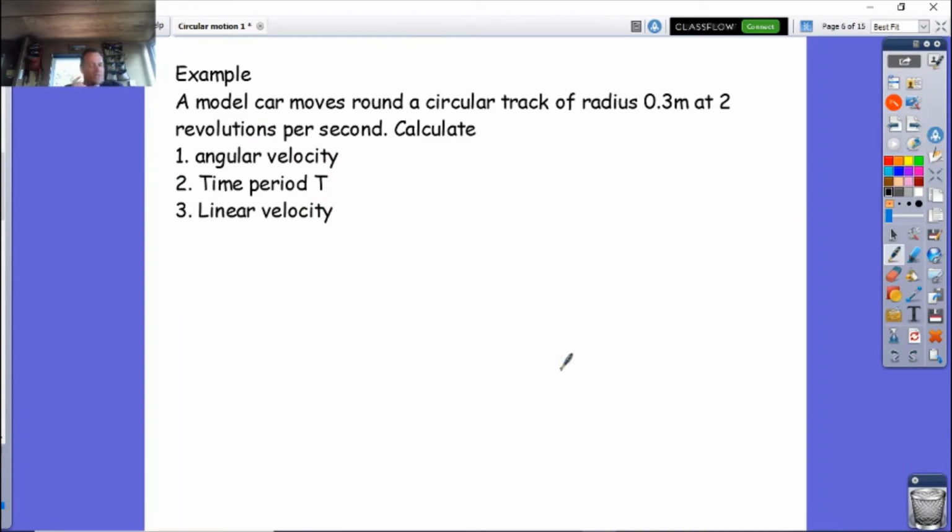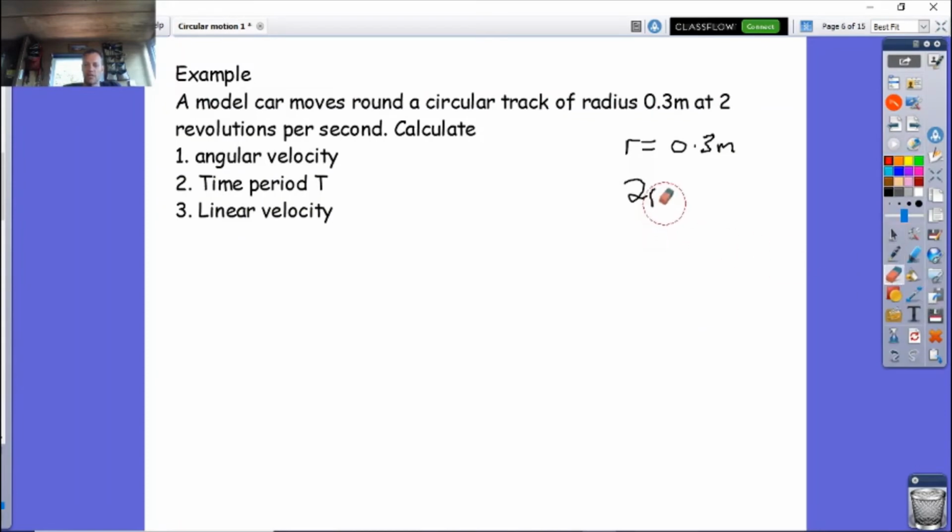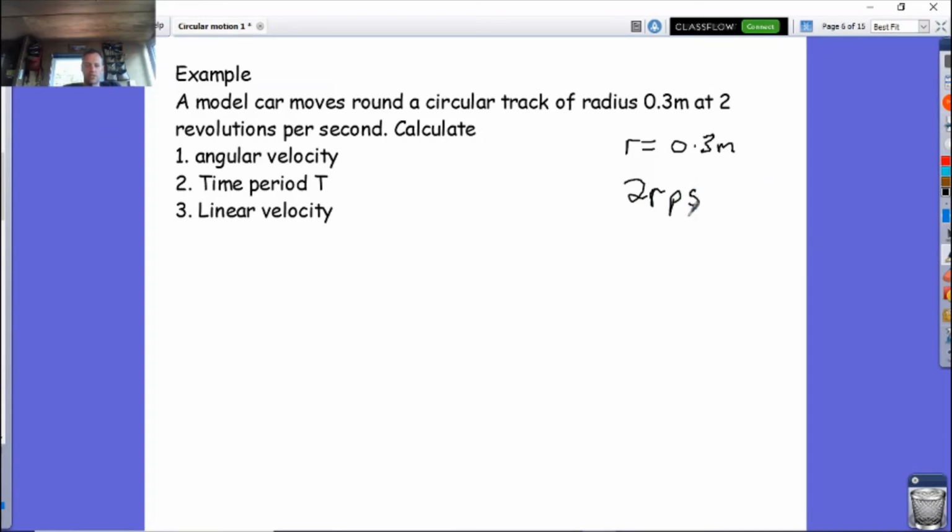So again, to finish off, I would like you to stop the video and answer these questions. I'm going to show you the answer in a second. You've got a model car that moves around a circular track with radius equal to 0.3 meters, and it does 2 revolutions per second. Calculate the angular velocity, time period, and linear velocity. Stop the video. Do it.